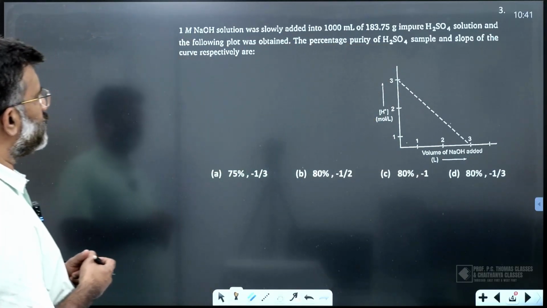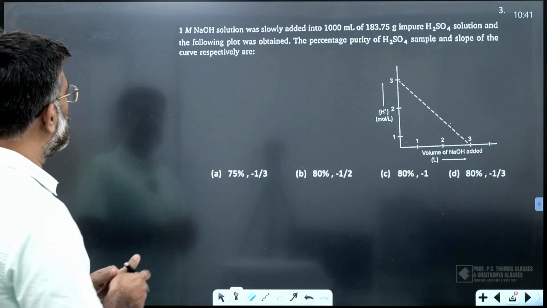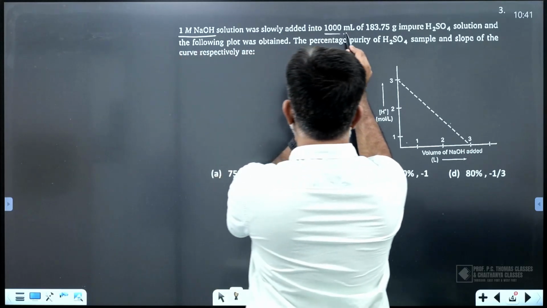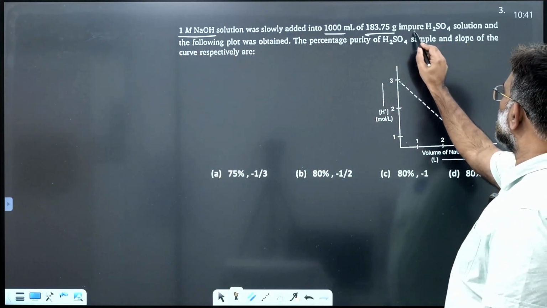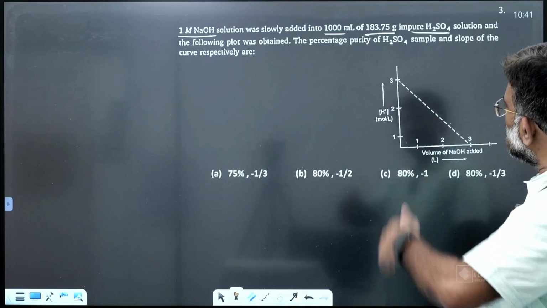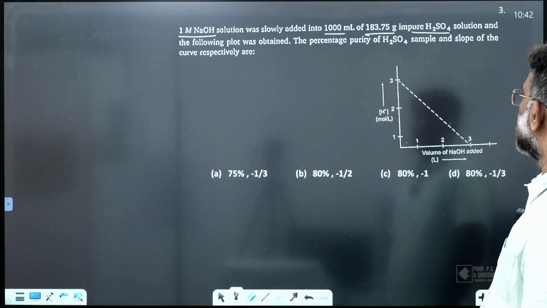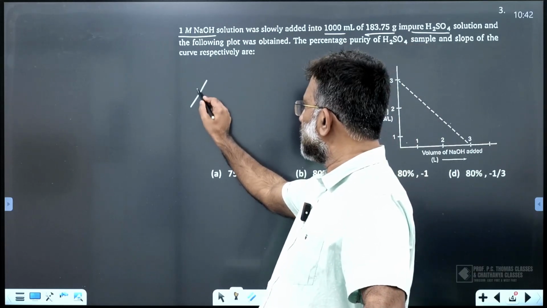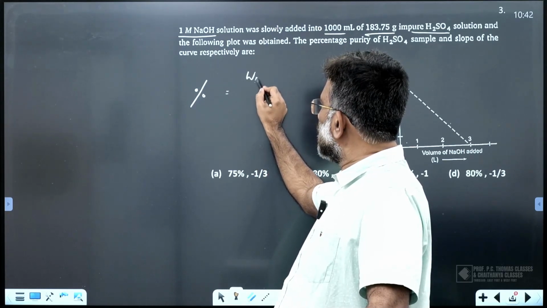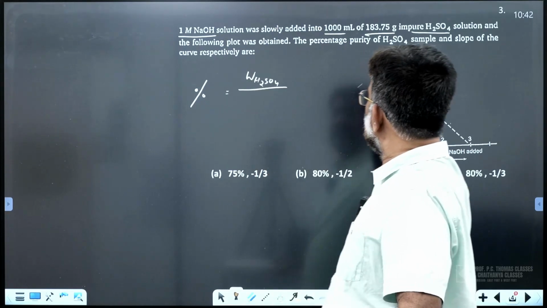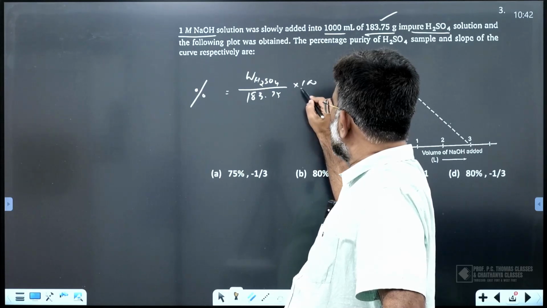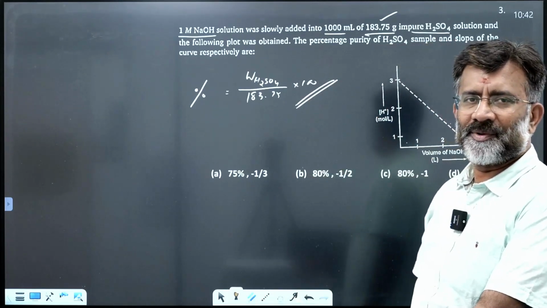Here there is in fact a numerical question. 1 molar NaOH is slowly added into 1000 ml of a 183.75 gram impure sulfuric acid solution, and the following plot was obtained. What is the percentage purity of sulfuric acid? The percentage purity of sulfuric acid is the mass of sulfuric acid divided by the mass of the impure sample, that is, divided by 183.75, into 100. That will give you the percentage purity, right?